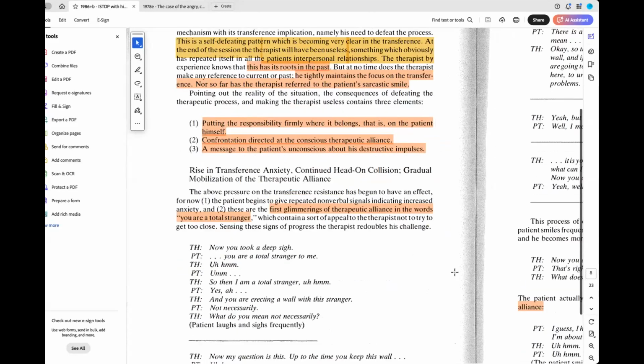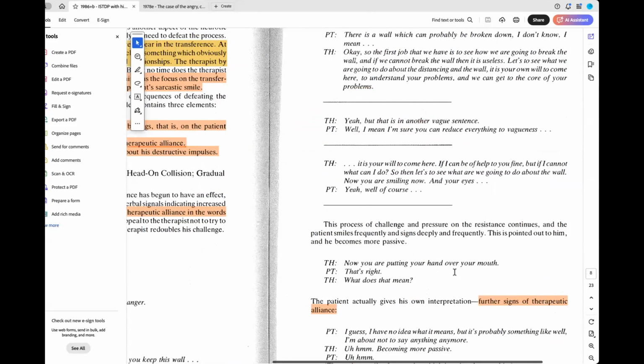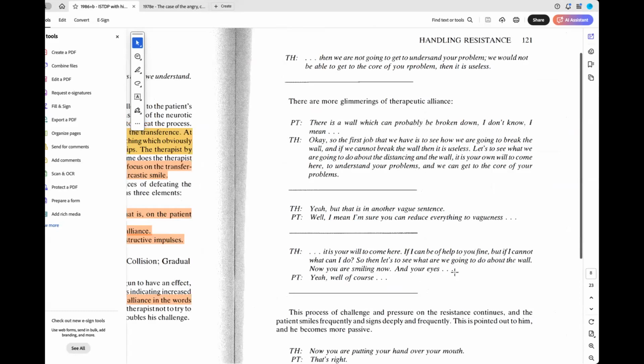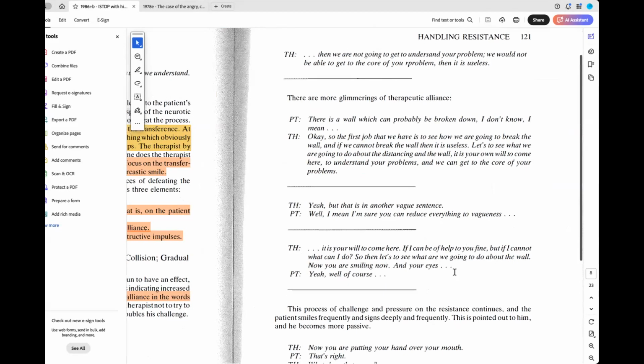All right, moving right along. Let's look at page 121. See, this is quite interesting, right? In the middle of systematic pressure, challenge, head-on collisions, Davanloo says, let's see, where is it?